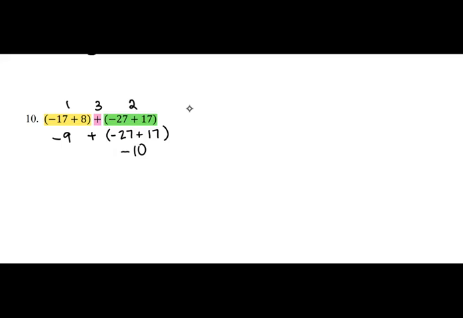Now I'm ready to bring everything down to do my last step, adding these two values. So I have negative 9 from step 1 plus negative 10 from step 2. All right. Both numbers are negative, so the answer is going to be negative, and I add the values. 9 plus 10 is 19, so negative 19. That concludes our lesson 3.2.